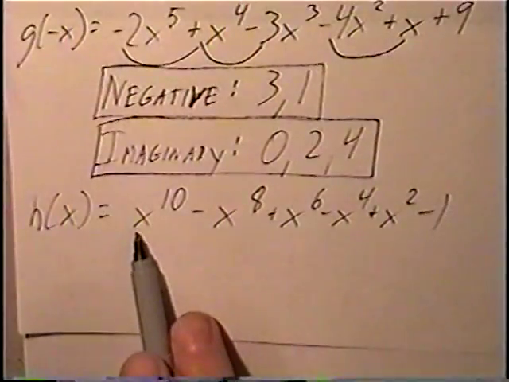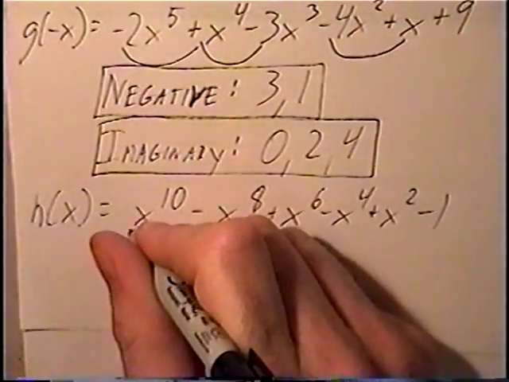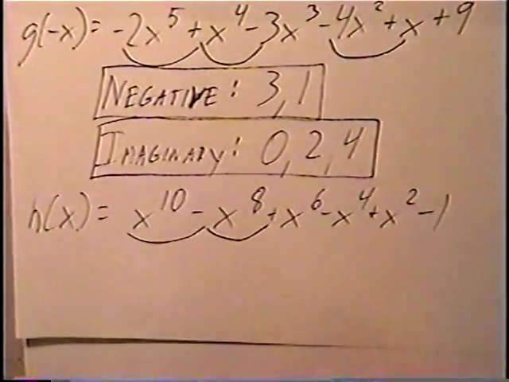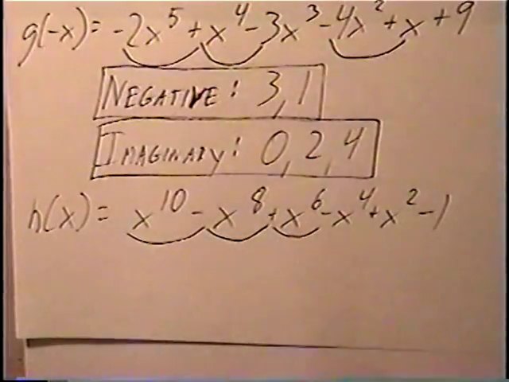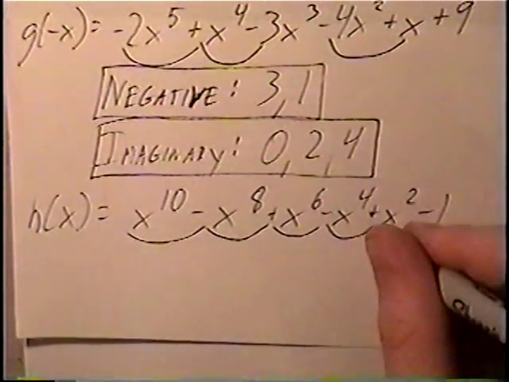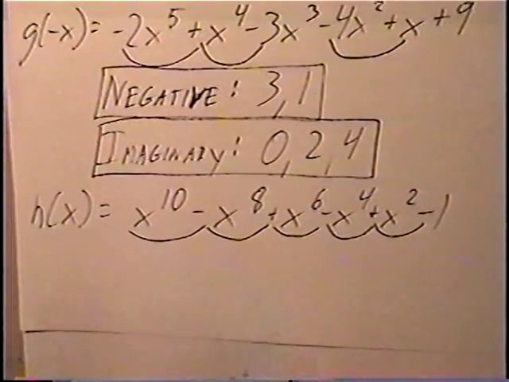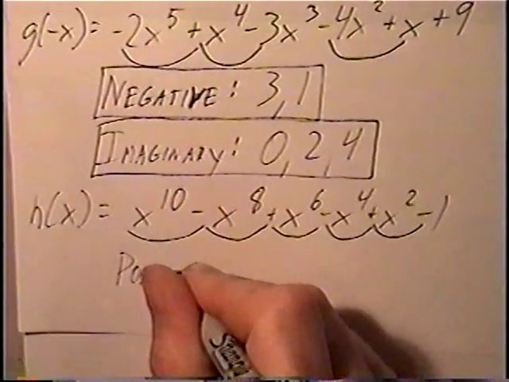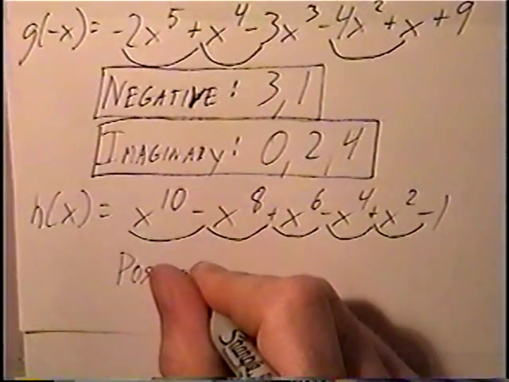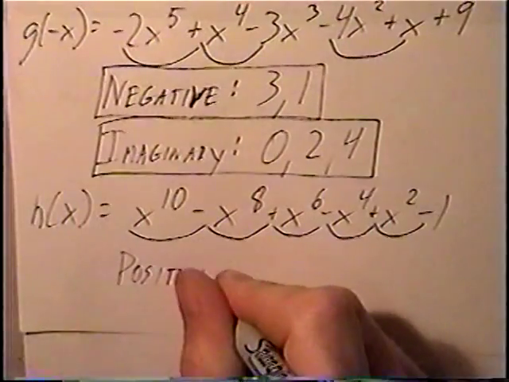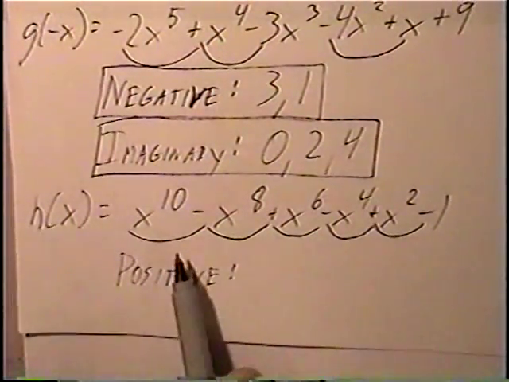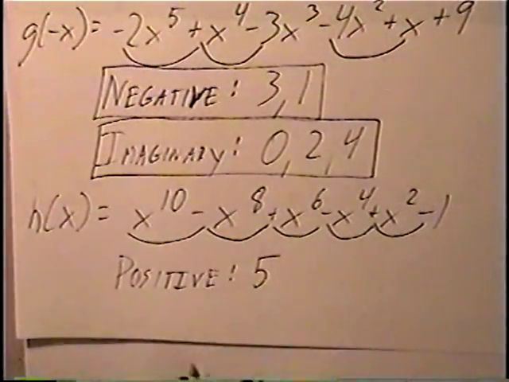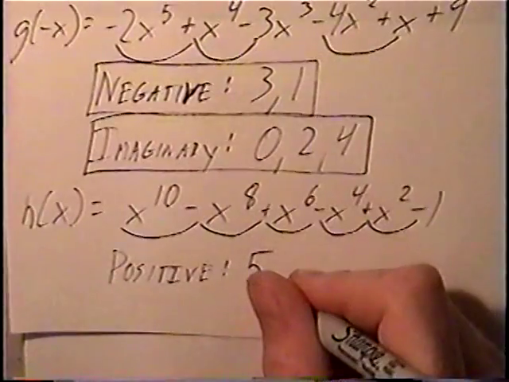The sign changes, if we go from a positive x to a negative x, that would be one sign change. A negative to a positive would be another sign change. Positive to negative, negative to positive, and positive to negative. So each time it is a sign change. So the positive zeros, counting the sign changes, we'll have 1, 2, 3, 4, and 5. So we'll have a maximum of 5 positive zeros for this question.